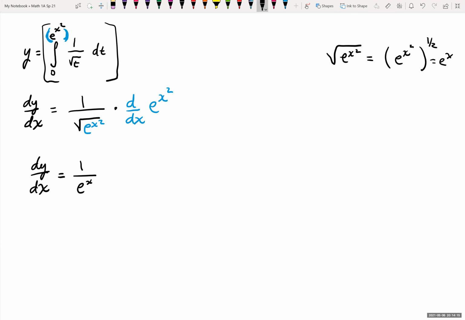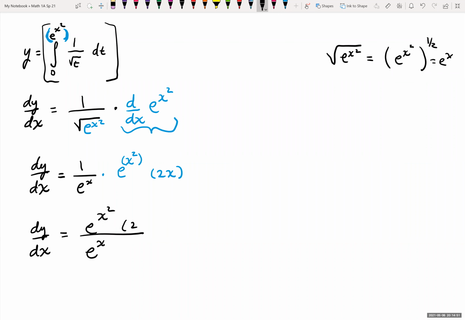And now I need to take the derivative of this inside. So the derivative of e to the x squared, we're going to have to use the chain rule. The derivative of the outer is just itself, times the derivative of the inner, and the derivative of x squared is 2x. So cleaning this up just a little bit, we have dy dx is equal to e to the x squared all over e to the x times 2x.